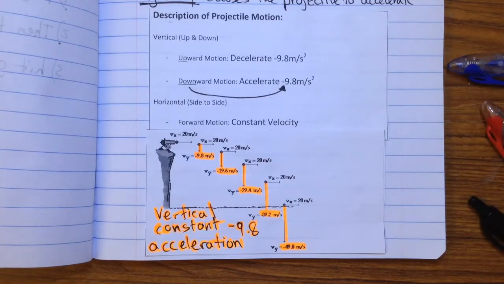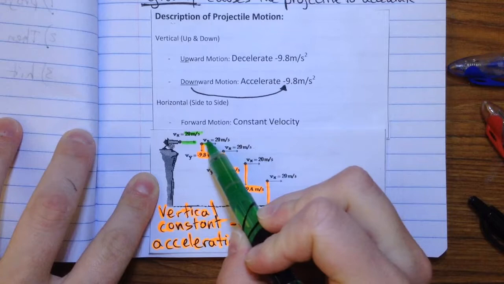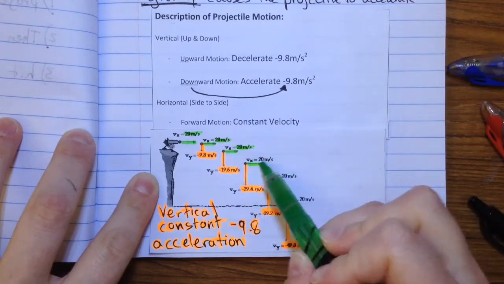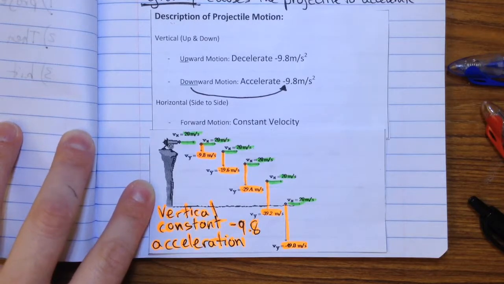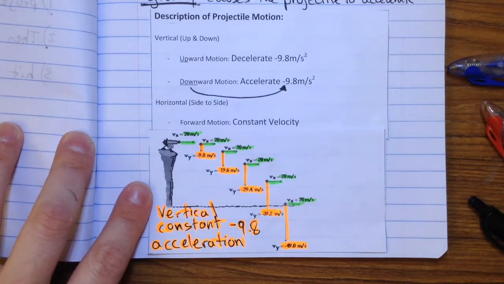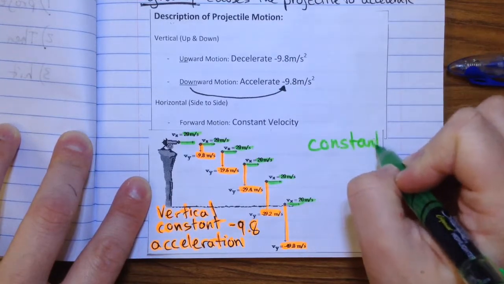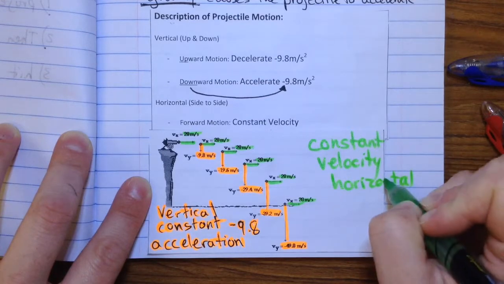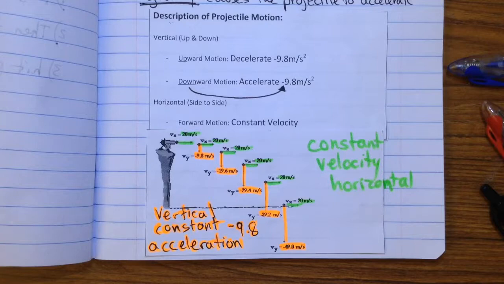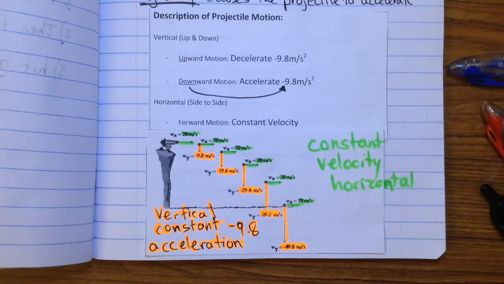Now look at the horizontal motion, the horizontal velocity at each second. We have 20 meters per second, and then 20 meters per second, and then 20 meters per second, followed by another 20 meters per second, and it continues on always being 20 meters per second. If it's always 20 meters per second, how do we describe that motion? Constant what? All right. Constant velocity, horizontal. Now, is it always going to be 20 meters per second for every single projectile? No. How big that number is depends on how strong that throw was, or in this case, how much gunpowder they put in the cannon.